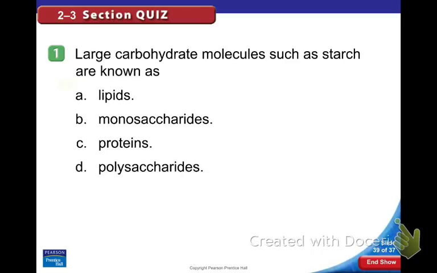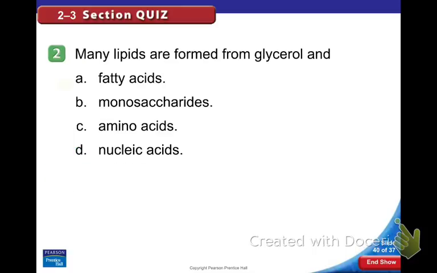Large carbohydrate molecules such as starch are known as, pick your answer. Did you get it right? Polysaccharides. Many lipids are formed from glycerol and, pick your answer. Fatty acids.